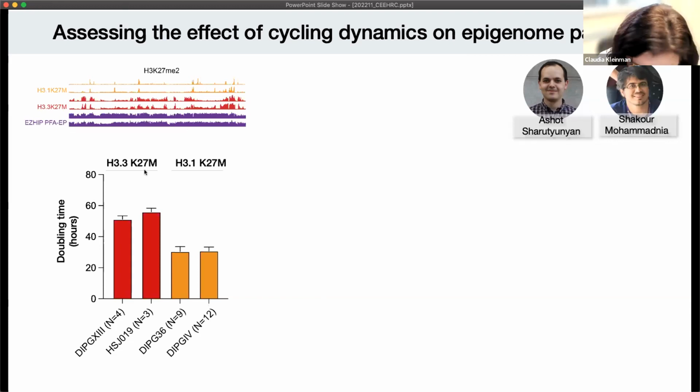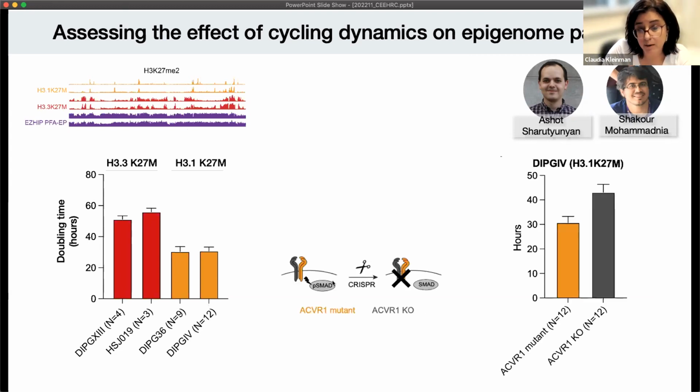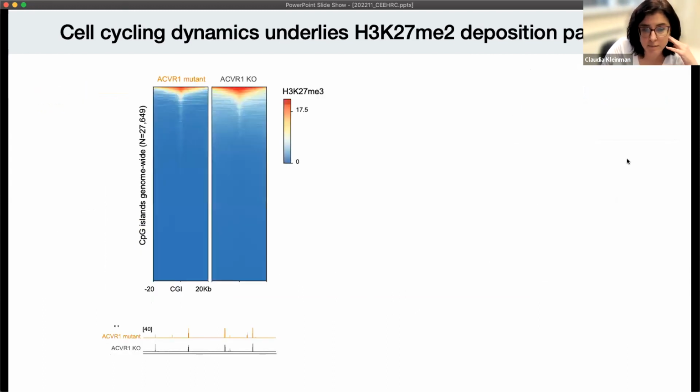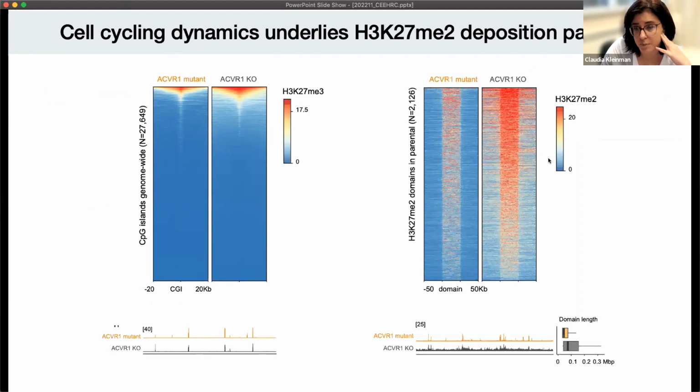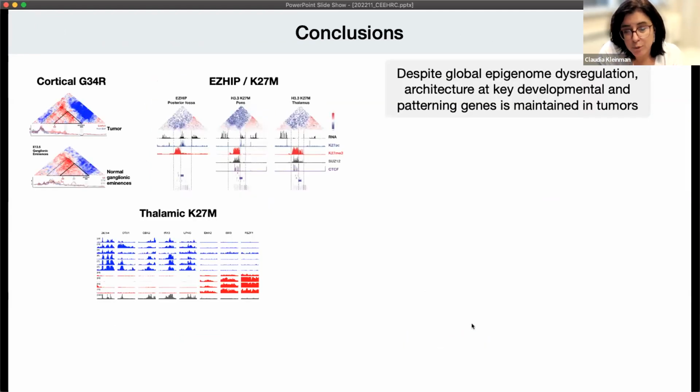H3.1 tumors in general, cell lines and tumors, proliferate much faster. If we slow down the proliferation by removing ACVR1, and we make them more slow, K27ME3, as expected, is not very much disturbed, but now we do see the spread in K27ME2. So again, it's a second cell intrinsic property of the cells that seems to be determining the epigenome patterns we see in the cells.